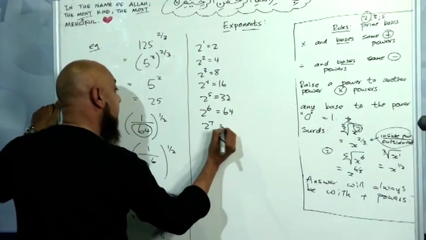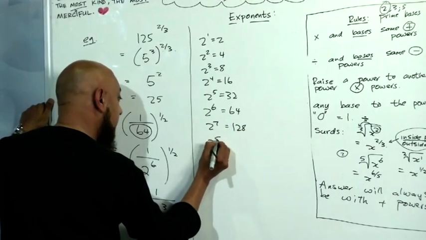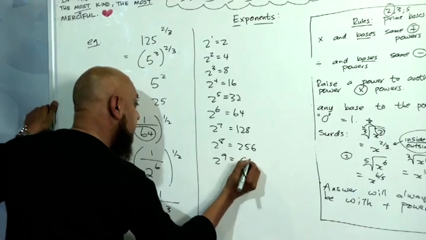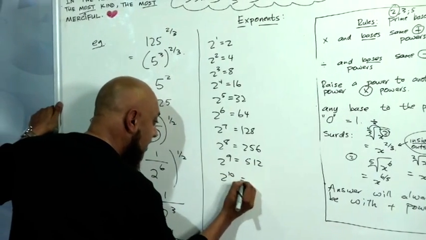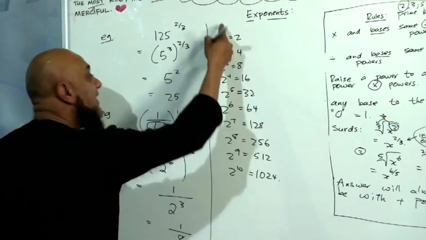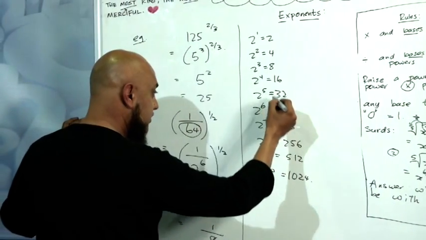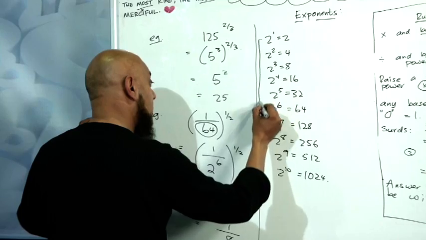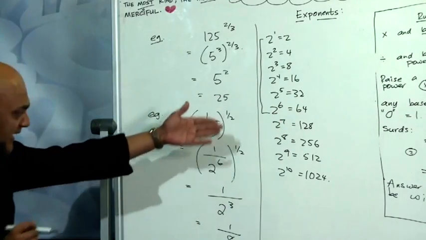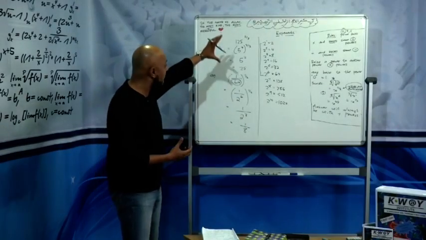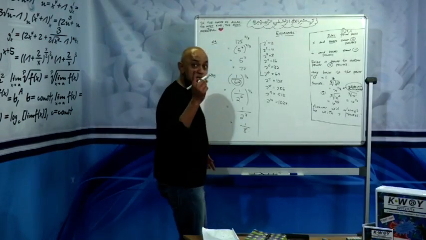2 to the power 7, 128. 2 to the power 8, 256. 2 to the power 9, 512. 2 to the power 10, 1024. Now, these are the most commonly used ones. In fact, you can learn from here up till 2 to the power 6. The other ones are used, but not as heavily as the top 6. That's in terms of 2s.